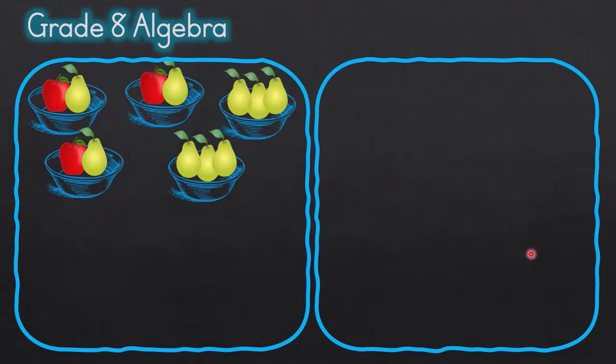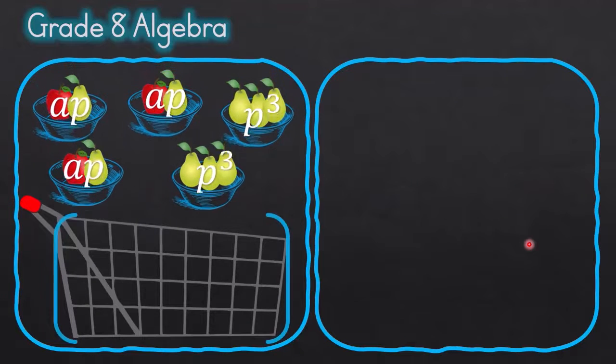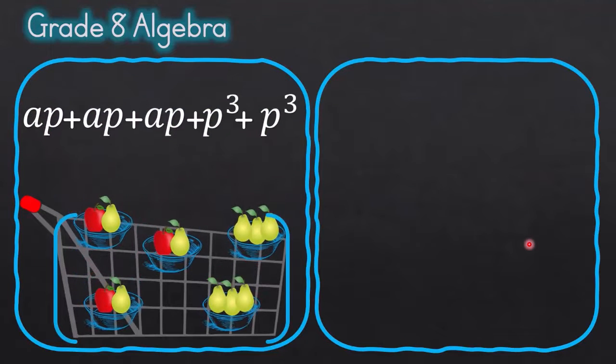In some of them I've got an apple and a pear, and in others I just have pears. But now I put them all together in my trolley. Okay, so they are not just similar, they are now being added together as well. So in my trolley I go to Pick and Pay and I take all of those and I put them in. Okay, so that is what I end up with, an AP, AP, AP, P cubed and P cubed. That is what I have in my trolley.